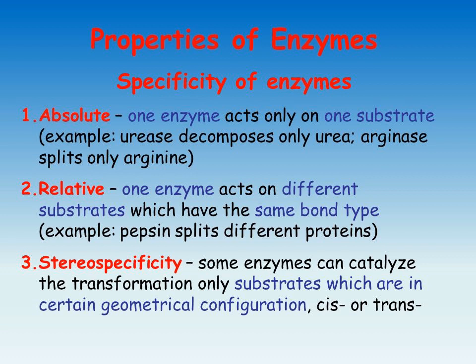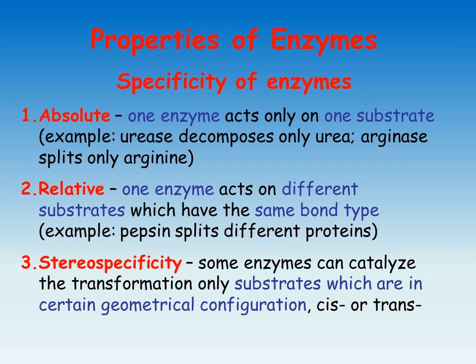So like that you have different types of specificity of enzyme. The other two types are relative specificity and stereospecificity. We need not know about these types of specificities, but still we can understand what it is. Relative specificity: one enzyme acts on different substrates which have the same bond type.